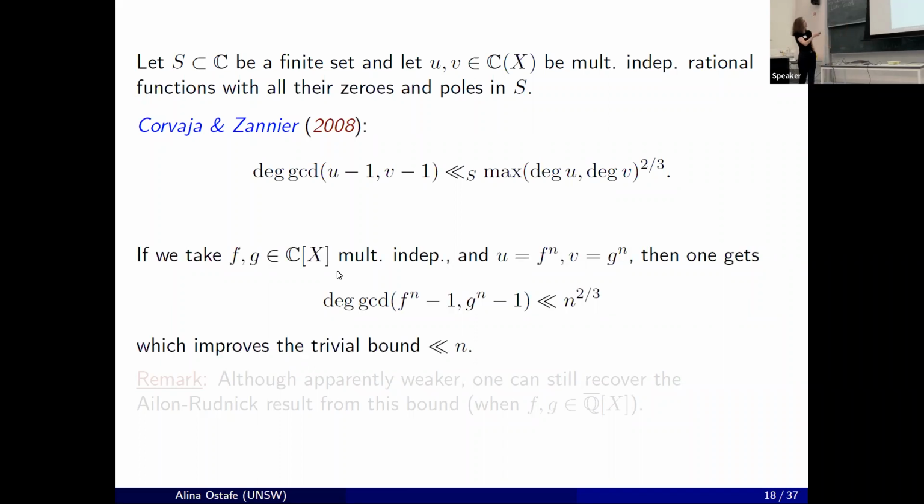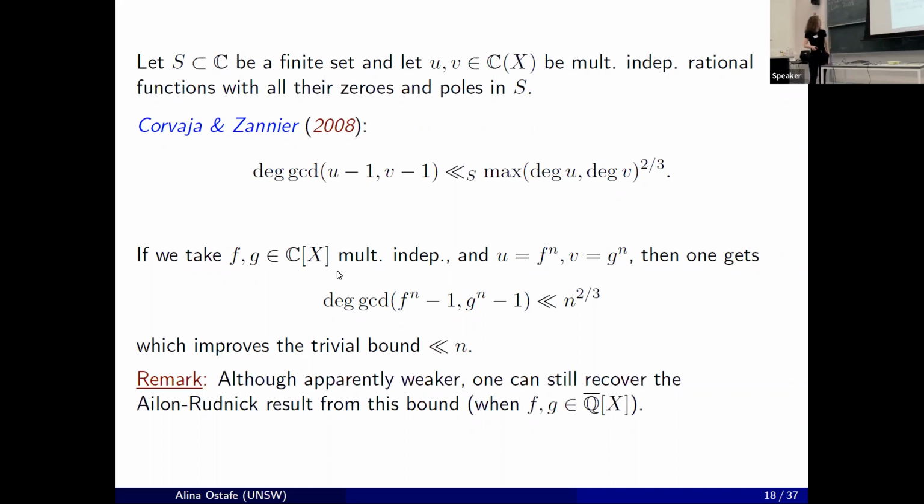So if we consider U to be F to the N and V to be G to the N, as in the previous case, then this bound translates into N to the 2/3, which is not uniform with respect to N. However, surprisingly, if you take conjugates of all these roots, one can recover the finiteness in Lang's problem and in the Ailon-Rudnick result that we saw on the previous slide.